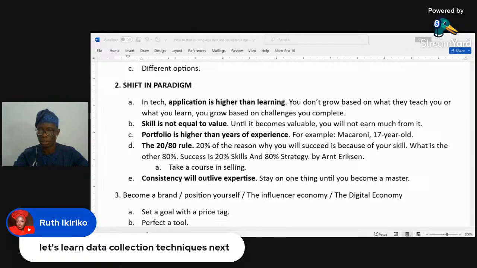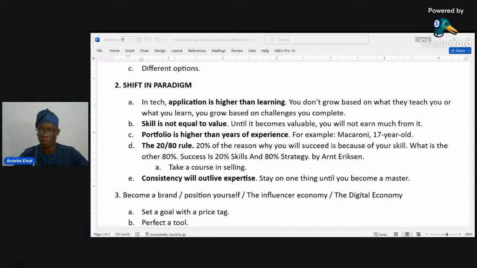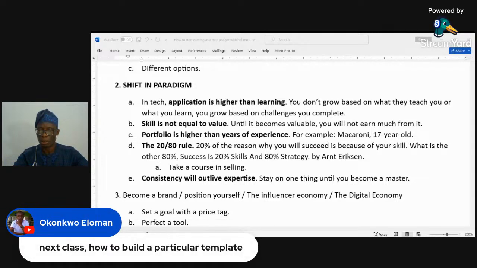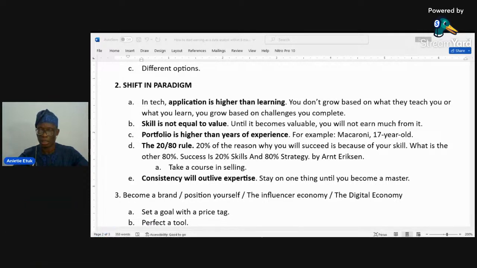It's been a collection technique. Let's learn data collection techniques. Okay, so how many of us know how to do web scraping? Web scraping or how to create Google form? Then we can build from them. Okay, how to set up templates for business ownership. Next class, how to build a particular template, getting data from supermarket, filling station, and this, that.